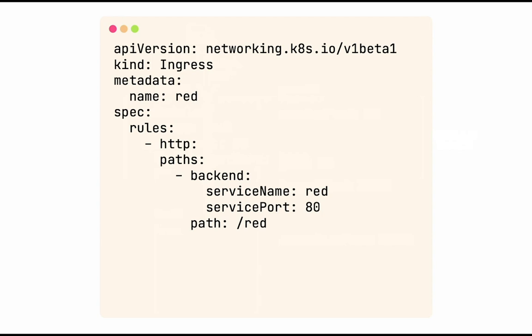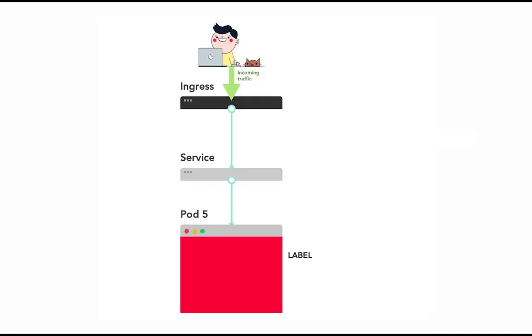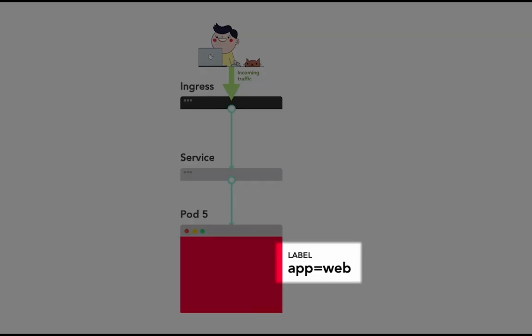Service already knows what port the container is running on. However, there is one more thing it needs to know before it can send traffic to the pod, and that is to do with labels. For pods, we can have labels, which are arbitrary key value pairs. In this case, we have picked app equals web. This can be anything else too. For example, you can say environment equals prod.